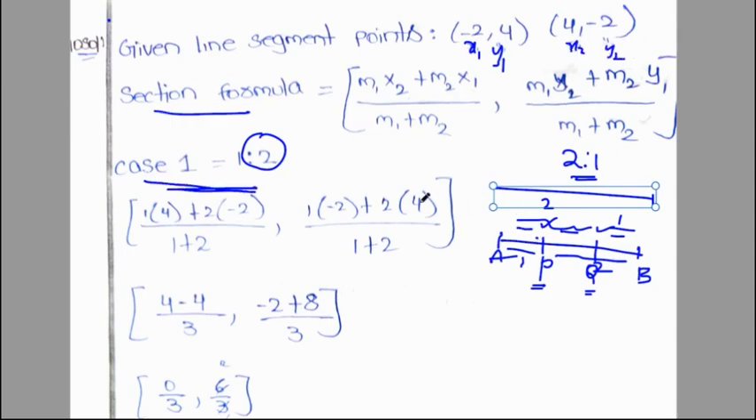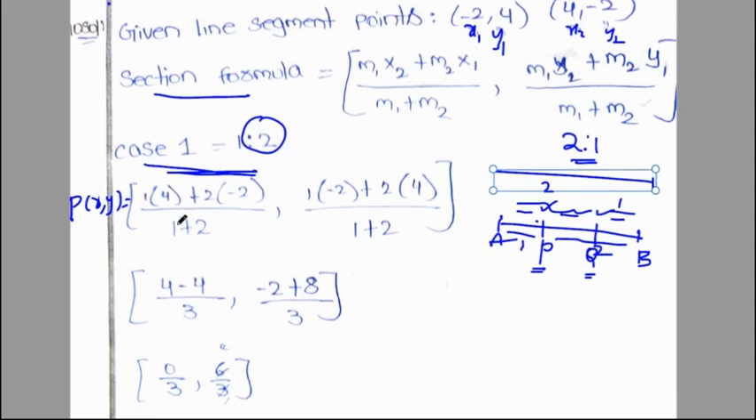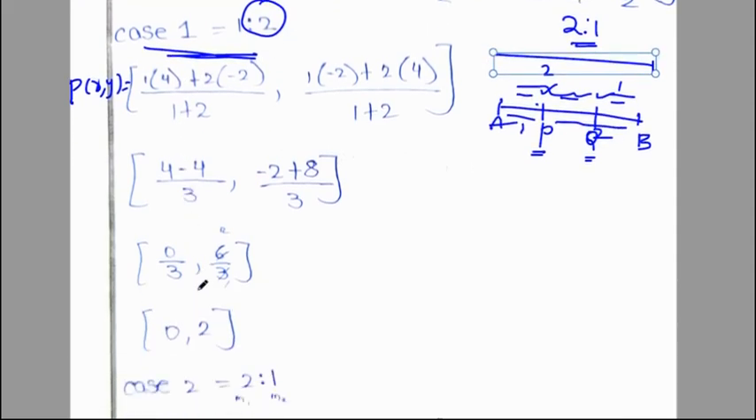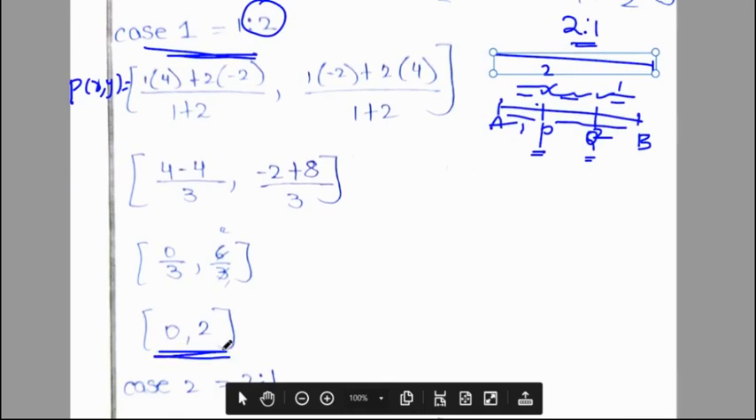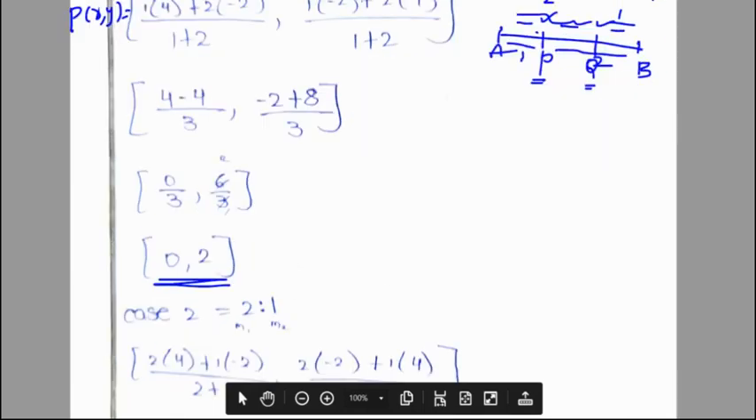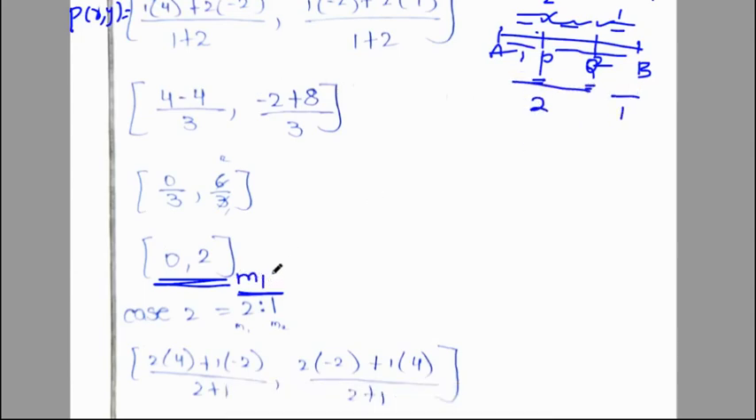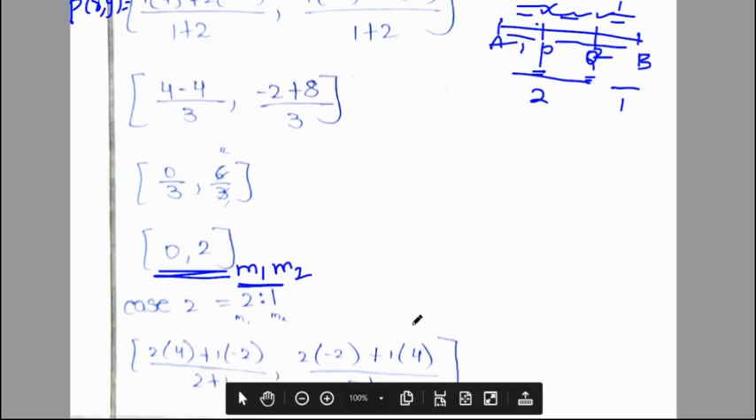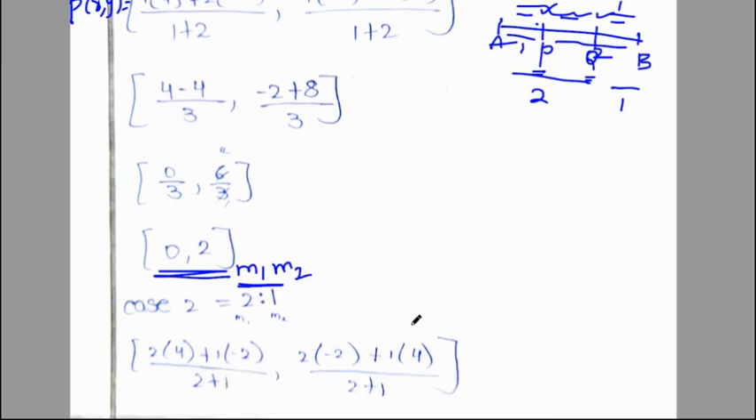In case 1, P is 1 is to 2. So P of x comma y is equal to the section formula. Replacing m1, m2 and x1, y1, x2, y2 in the formula, we get the point P as 0 comma 2. The Q point will be 2 is to 1. As I told, Q is dividing the line segment in the ratio 2 is to 1. So 2 becomes m1 and 1 becomes m2, and the points x1, y1, x2, y2 remain the same, and we get the point Q as 2 comma 0.